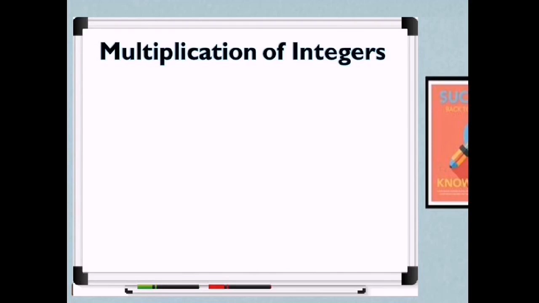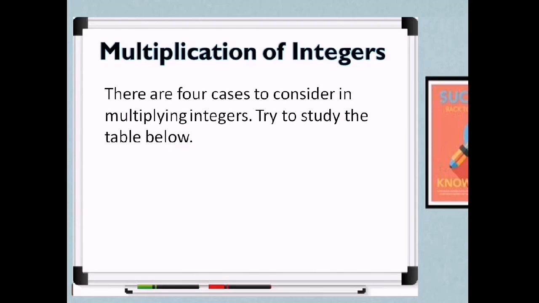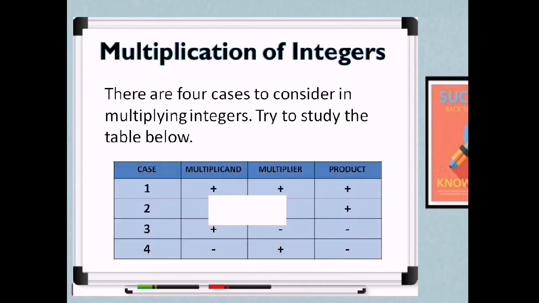So let's start with multiplication of integers. There are four cases to consider in multiplying integers. Try to study the table below. As you have seen, we have a four-column table here and four cases to consider. When the multiplicand is positive and the multiplier is positive, the product, which is the answer in multiplication, will be positive.